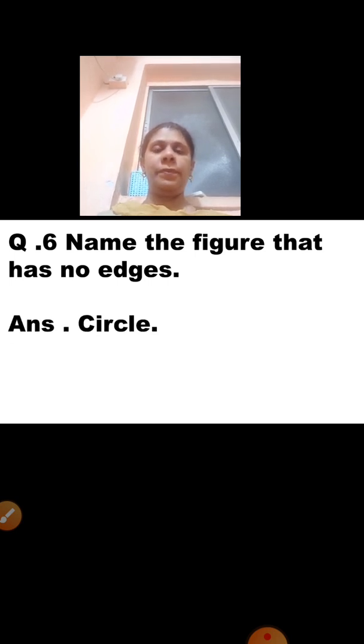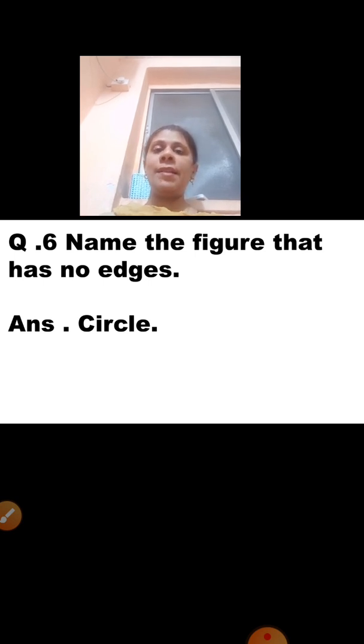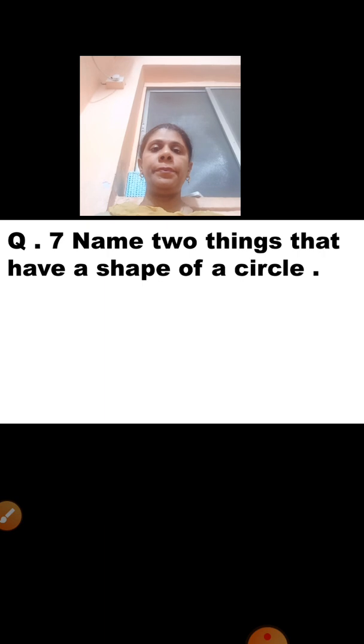Name the figure that has no edges. Circle. What is our answer? Circle. The figure that has no edges and no corners. A circle has no edges and no corners. So repeat the spelling of circle. C-I-R-C-L-E. Circle. Now come to the next question.